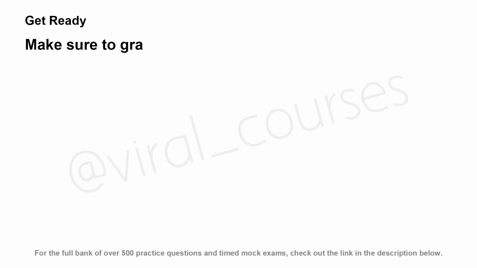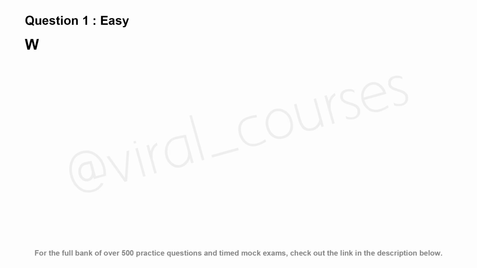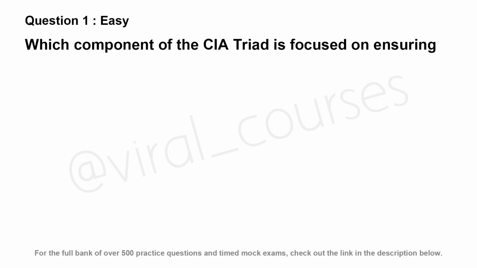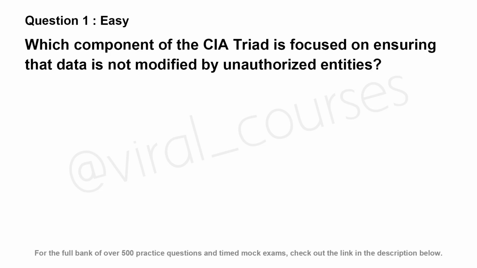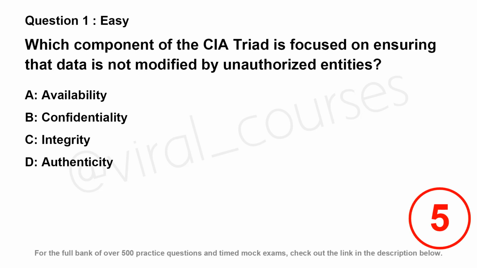Make sure to grab a notebook, pause after each question, and see if you can pick the right answer before we reveal the explanation. Which component of the CIA Triad is focused on ensuring that data is not modified by unauthorized entities? Option A, availability. Option B, confidentiality. Option C, integrity. Option D, authenticity.